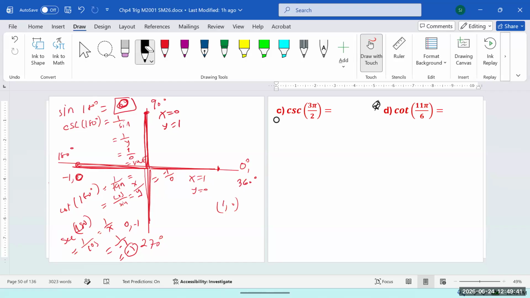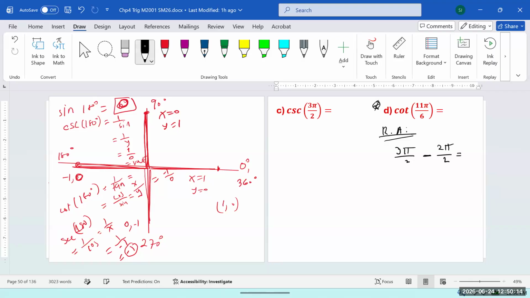3 pi over 2. Now, if you want to work with reference angle, let's do that. We have 3 pi over 2. Is it closer to how many pi over 2? 2 pi over 2. Is it smaller than 3 pi over 2 or bigger than 3 pi over 2? Smaller than. So you're going to subtract 2 pi over 2 from 3 pi over 2.